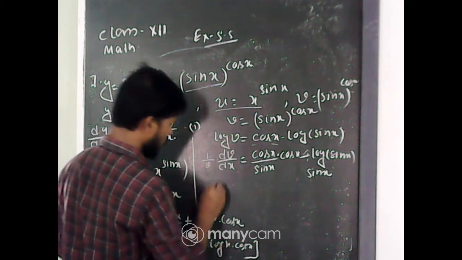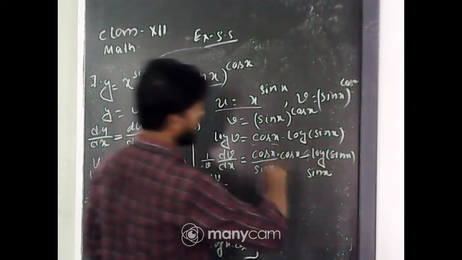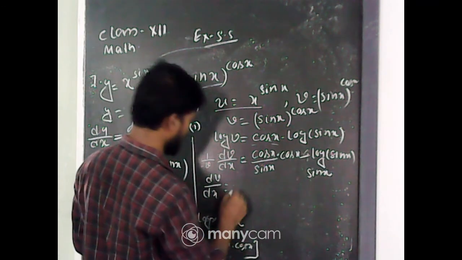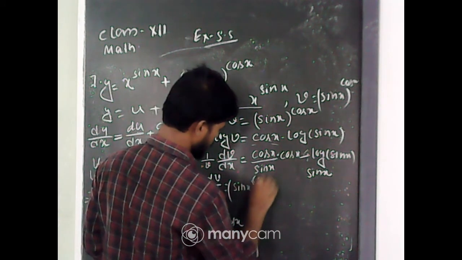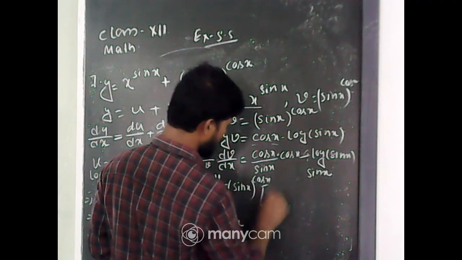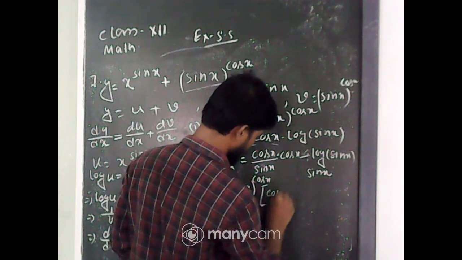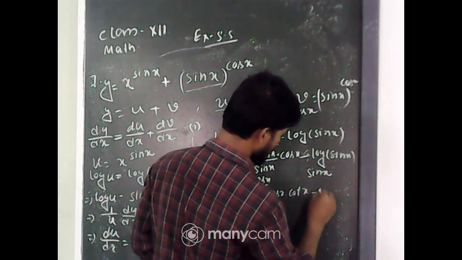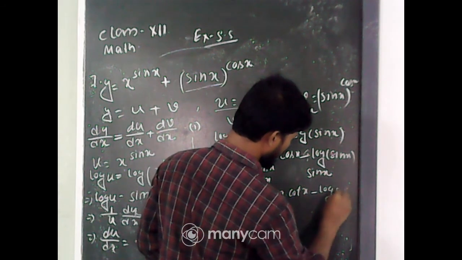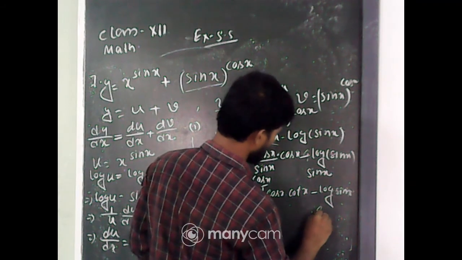Now what is the value of dv/dx? That is v multiplied by this. So v equal to sin x whole to the power cos x, multiplied with this expression, that is cos x cot x minus log of sin x into sin x.